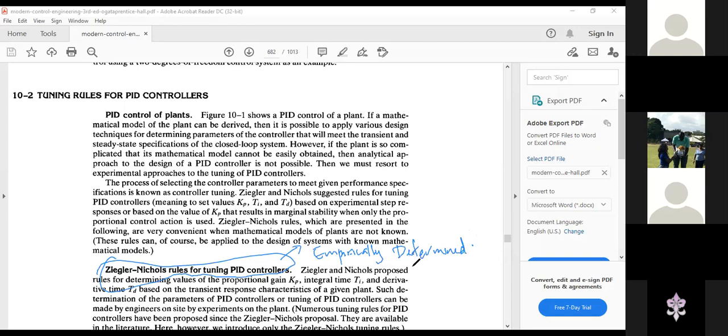Empirically means by experiment. Analytical means, so let me spend a little time explaining the difference between empirically and analytically. How do you solve this? X squared plus 4x plus 3 equals 0.